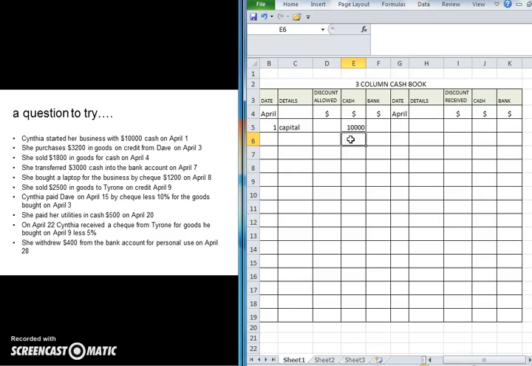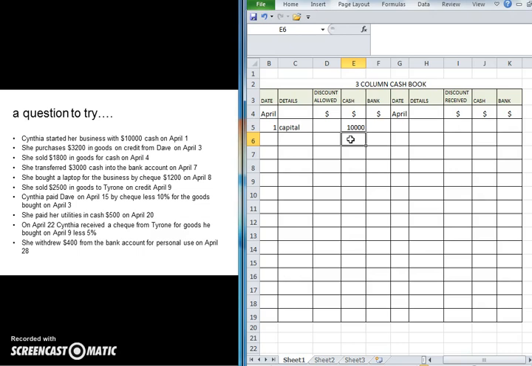On April 3rd, she purchases $3,200 in goods on credit from Dave. Now notice that says on credit. So clearly you cannot see whether cash or checks were used. Hence, you cannot record it in the cash book.